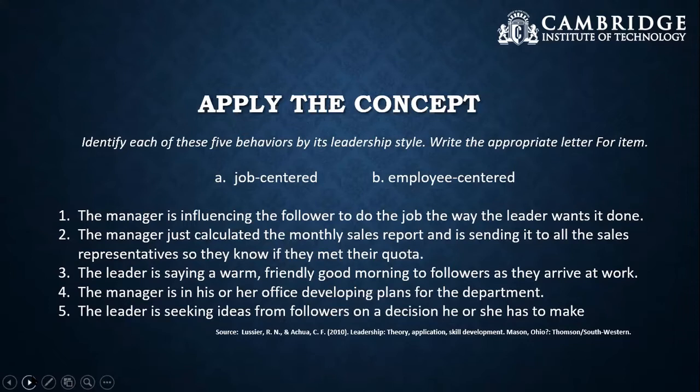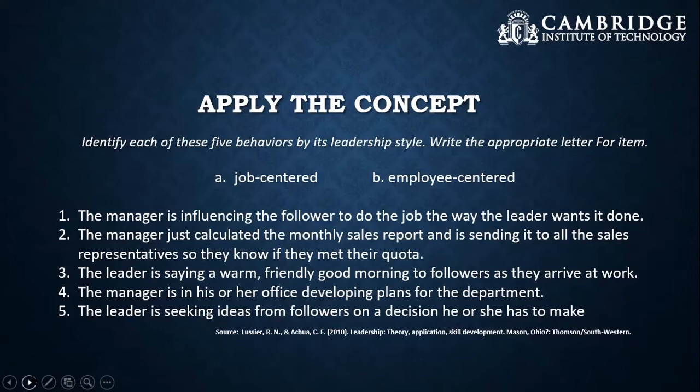Third one, the leader is saying a warm, friendly good morning to followers as they arrive at work. This is typically employee-centered. Basically, the manager would like to have a good rapport with the team members and have a good relationship. Fourth one, the manager is in his or her office developing plans for the department. Again, it is more task focused. So obviously it could be a job-centered approach.